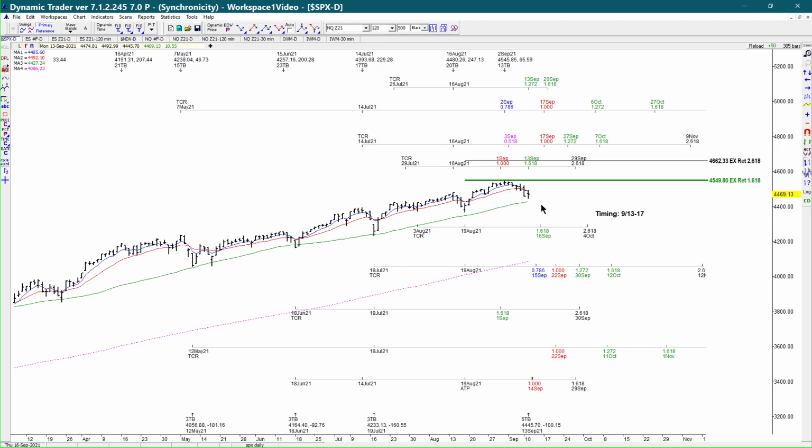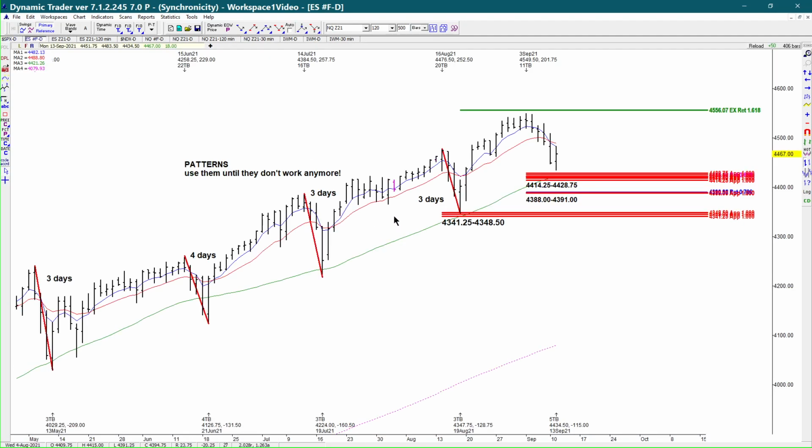Now, the cycles do come in anywhere between September 13th through the 17th, so just keep that in mind and wait for your buy triggers, because we haven't shifted back to bullish on the 30-minute charts just yet, so we need to be patient for that. So let's take a look at areas of support.